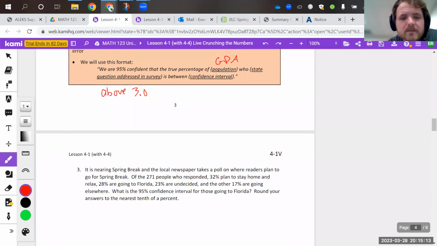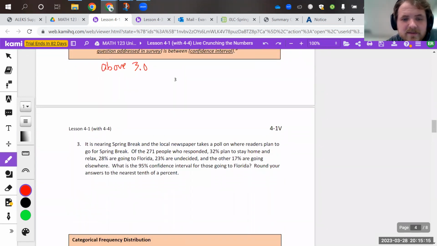So it's saying it's nearly spring break, and the local newspaper takes a poll on where readers plan to go for spring break. Of the 271 people, so that is my sample. Of those 271 people, 32% plan to stay at home, 28% are going to Florida, 23% are undecided, and the other 17% are going elsewhere. What is the 95% confidence interval for those going to Florida?